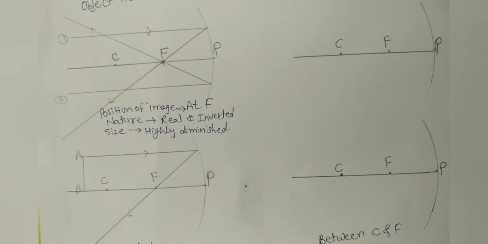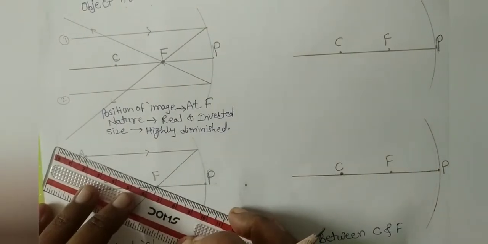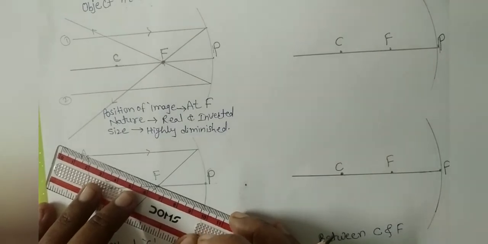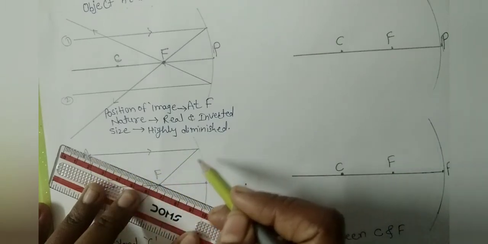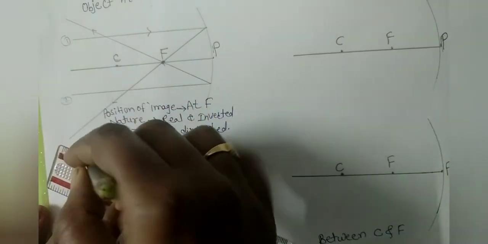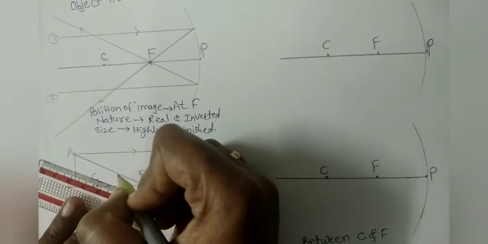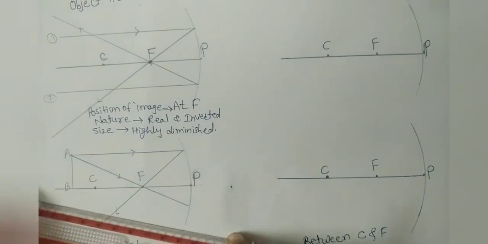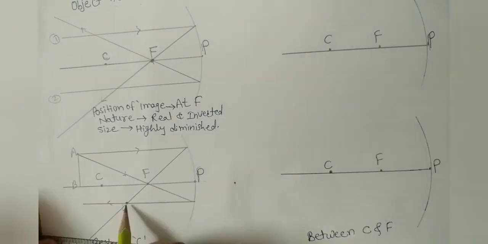Another ray we will take which is passing from the focus, and after reflection it will go parallel to the principal axis. So as I told, we need only two rays. One we have taken which is parallel to the principal axis and passes from the focus. Another we will take a ray which is passing from the focus, and after reflection it will go parallel to the principal axis.